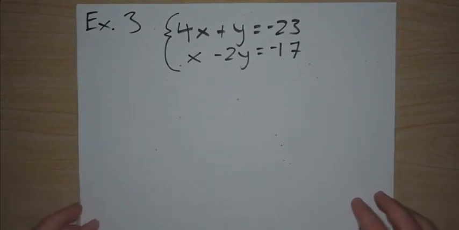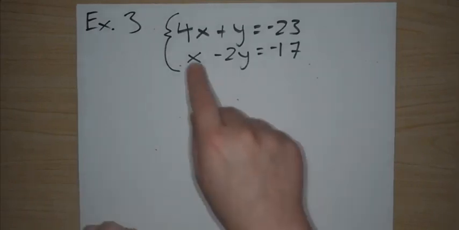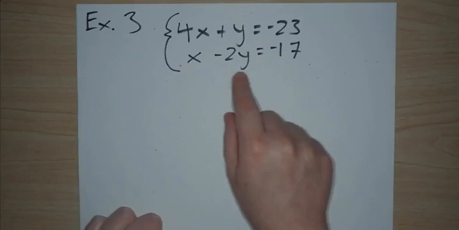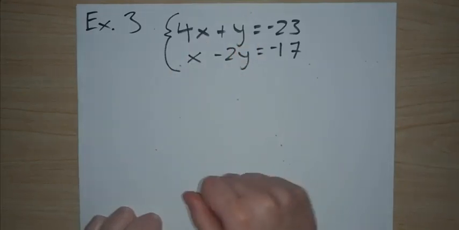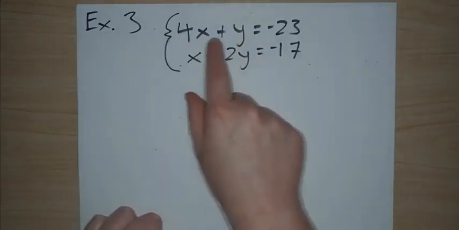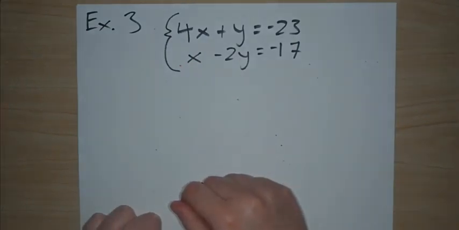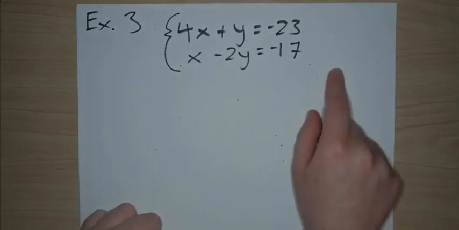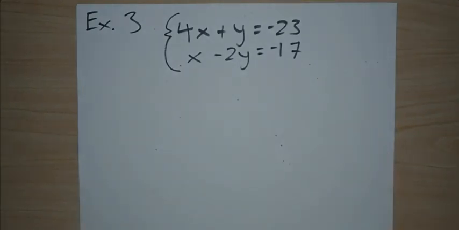We want to solve this by elimination. The way we do that is we're going to essentially multiply and get rid of one variable, either x or y, by multiplying one equation by a number to essentially facilitate after we add both of these equations together to get rid of a variable.